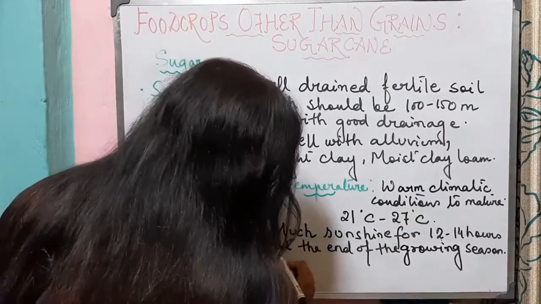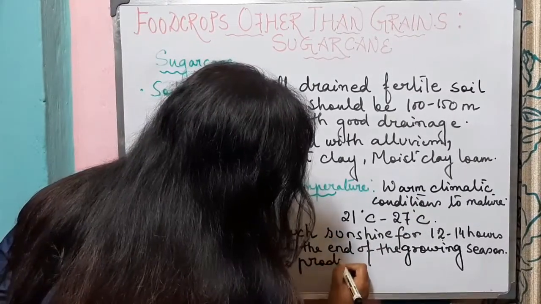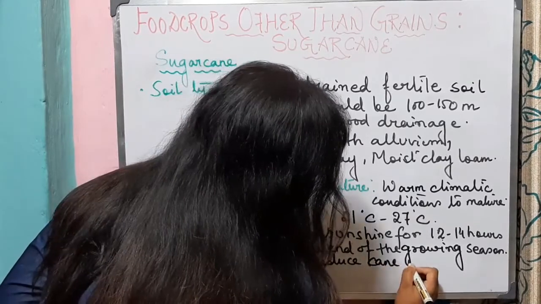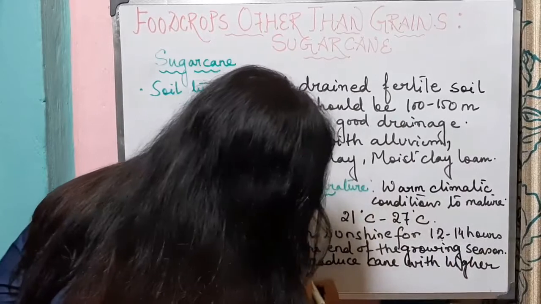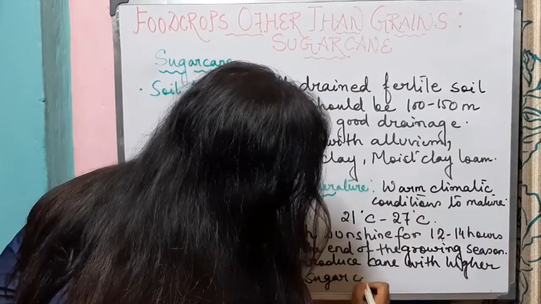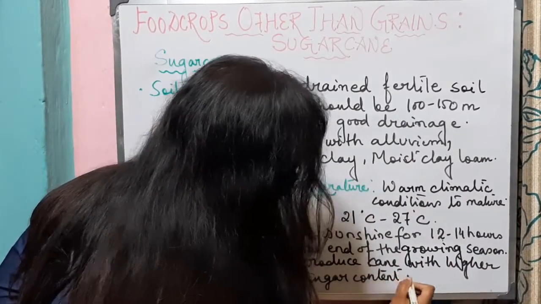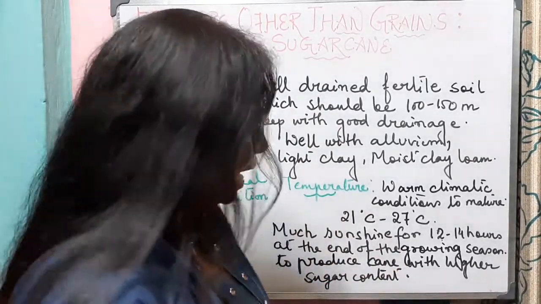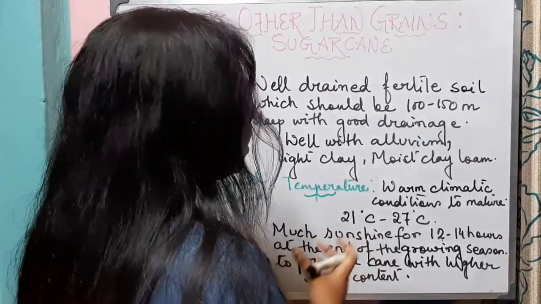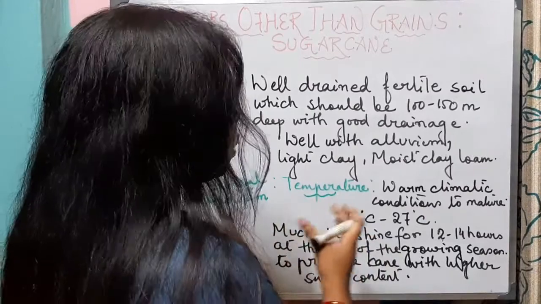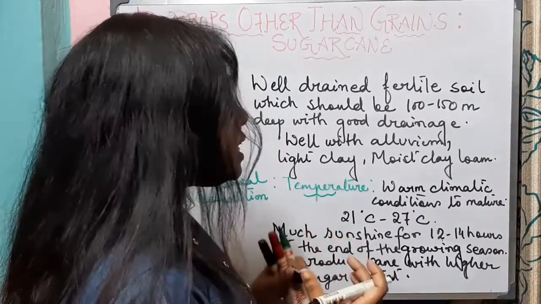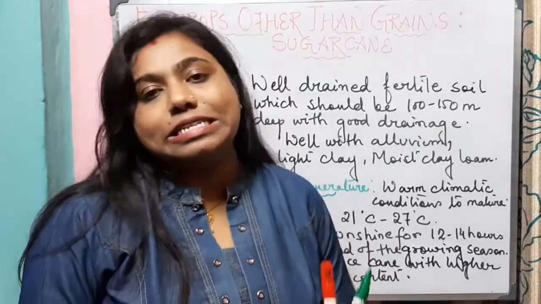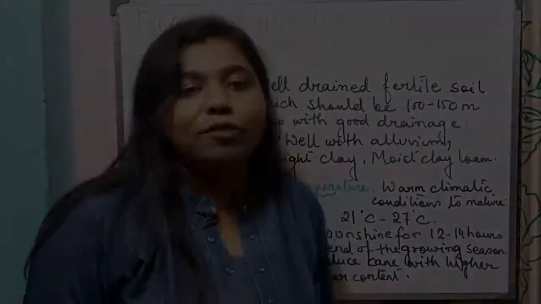Why? To produce cane with higher sugar content. The more sunlight, the more sugar content. So much sunshine is required at the end of the growing season so that it can produce cane with higher sugar content. Now let us know about the rainfall.